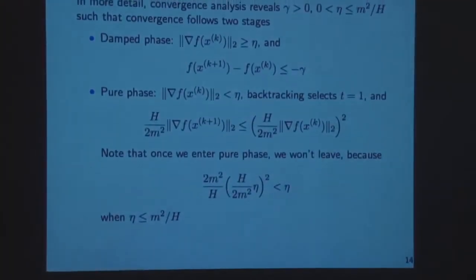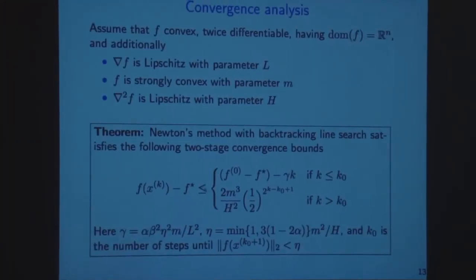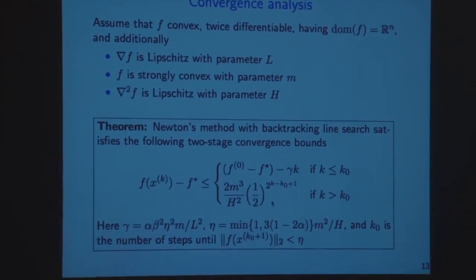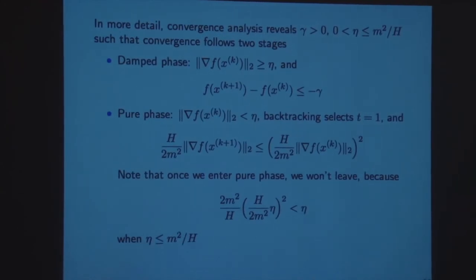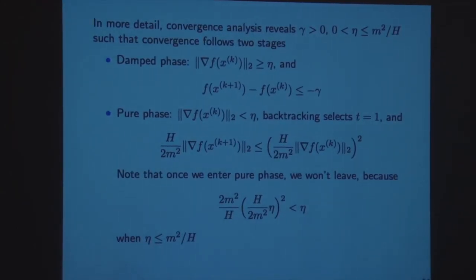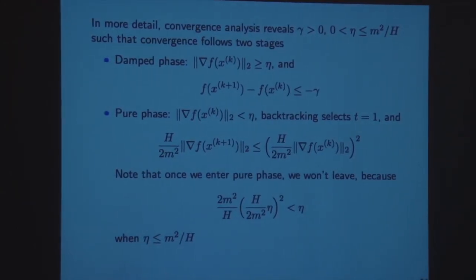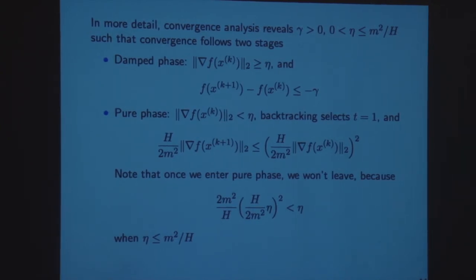Okay, so we have these two phases that we talked about, the damped phase and the pure Newton phase. We can actually put these results together to get the convergence result you saw on the first page here. That's one way to put these together. It's also helpful to state them in terms of the number of iterations required to reach a certain level of accuracy epsilon. I think that's a little bit more clear.